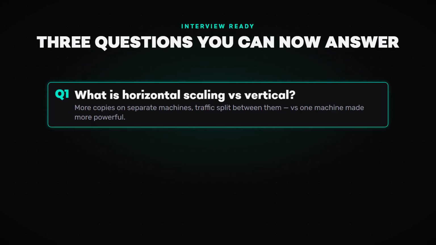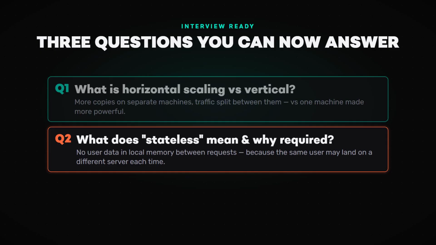By this time, you have acquired the knowledge to answer this interview question. Question 1. What is horizontal scaling and how is it different from vertical scaling? Horizontal scaling means running more copies of your application on separate machines and distributing traffic between them. Vertical scaling means making one machine more powerful. Horizontal scaling removes the ceiling and adds redundancy, but it requires your application to be stateless and introduces new coordination problems around traffic routing and shared data.